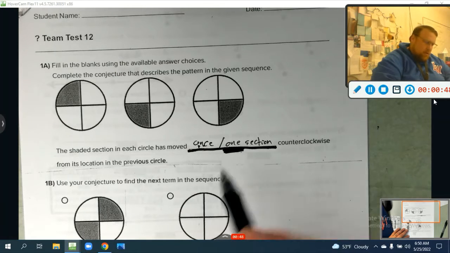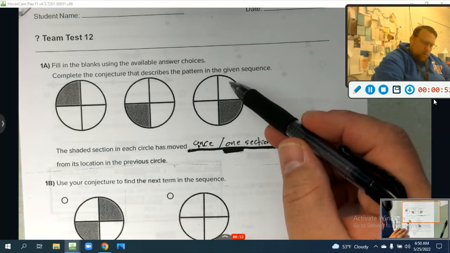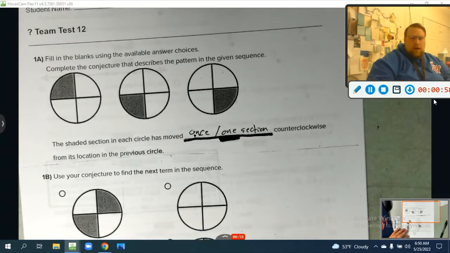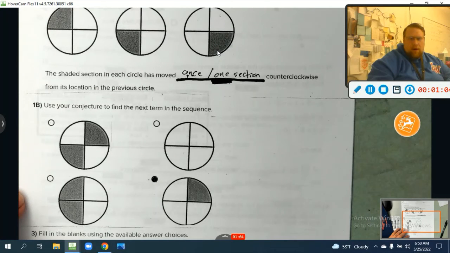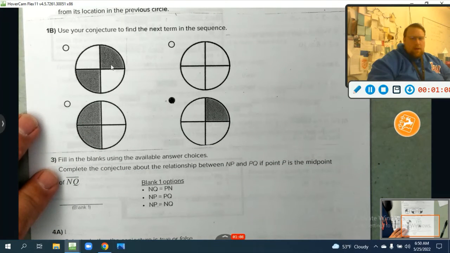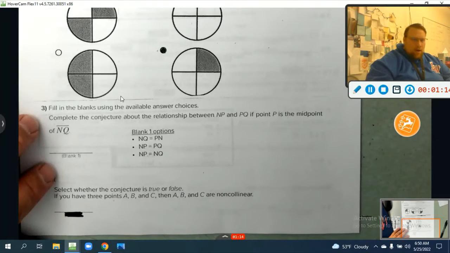in the sequence. Okay. Well, if I'm moving back one, it should be right here. So that would be this guess right here, because it moved just back one from here, which matches this right here. This obviously has two shaded, doesn't work. This has two shaded. This has none shaded, doesn't work. So there we go.